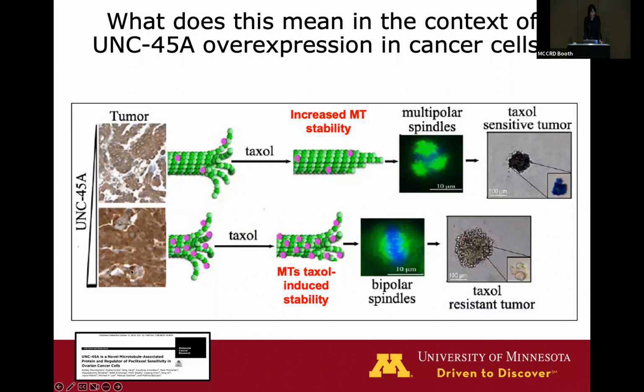However, if you have a high level of ANC45, taxol is not capable of stabilizing these microtubules, and so cells will keep dividing on bipolar spindles, and they will just keep dividing. That's how taxol resistance comes about in relation to ANC45.